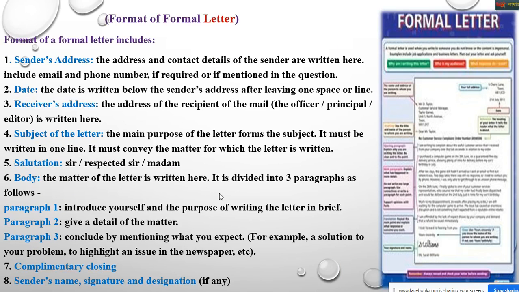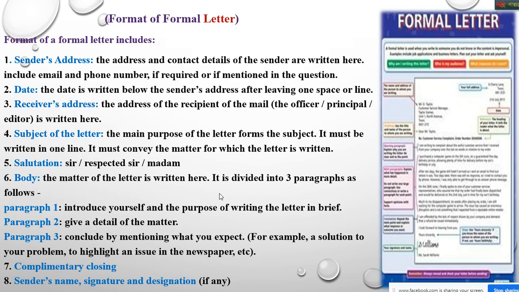Okay, now it is a format of a formal letter. You see, actually, more or less the same templates are here also in a formal letter, but there is a little bit of difference. So let's have a clarification here. First, sender's address. The address and contact details of the sender are written here. Include email, phone number if required, or if mentioned in the question. And then date. The date is written just after the sender's address.